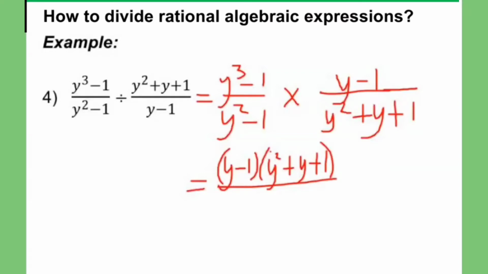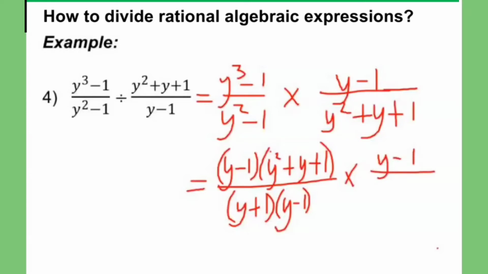Over, our denominator is again a difference of 2 squares. So we can factor it out as y plus 1 times y minus 1, times, we cannot factor further y minus 1, so we just copy. And our denominator, again, we cannot factor this out, although it is a quadratic trinomial, but it is already non-factorable. So we just copy y squared plus y plus 1. We may now apply the cancellation process.